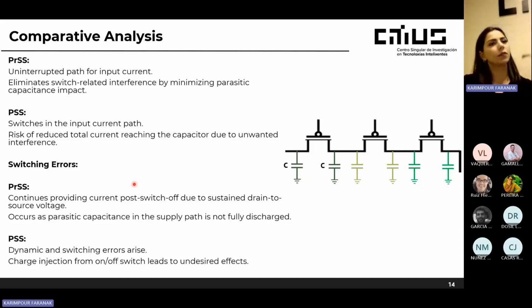This phenomenon is because of the drain-source voltage of the transistor, which keeps the current source high. And in the PSS structure, we have dynamic and switching errors because of the charge injection from turning the switch on or off.